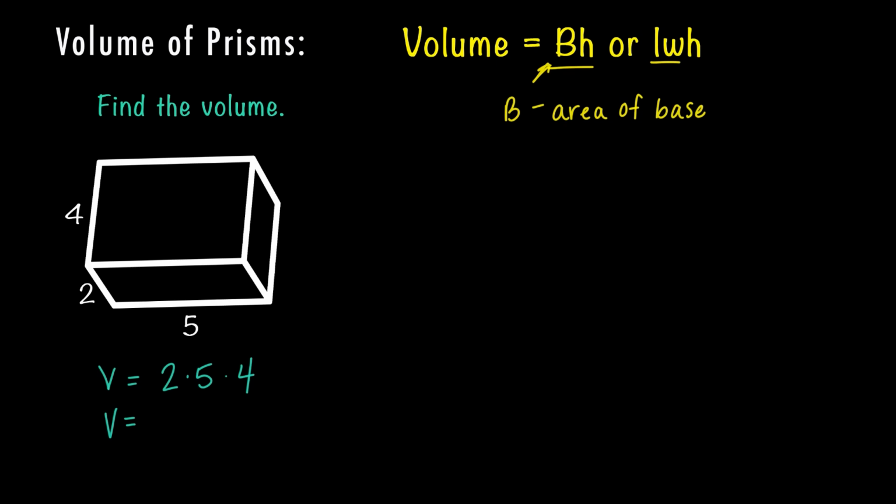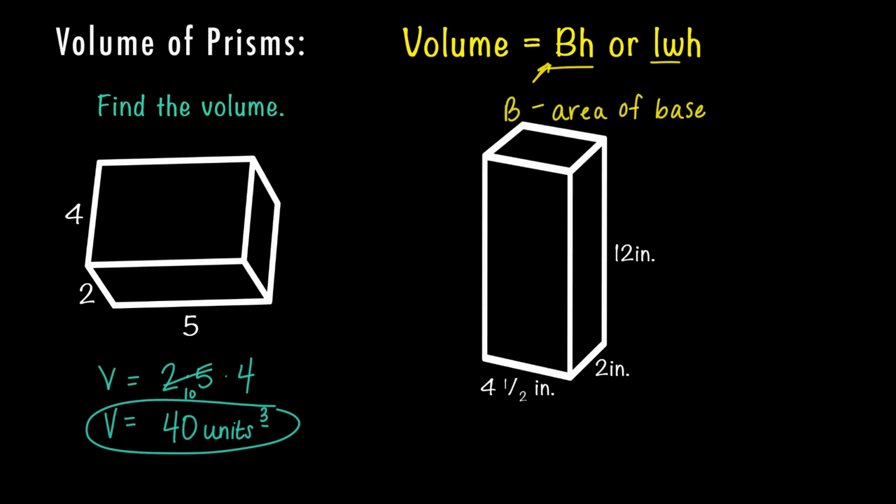So 2 times 5 is 10, and then I know that 10 times 4 is 40. So this is 40. There is no measurement here, so we're just going to call it units cubed. Now, because we have 3 dimensions, our exponent here in the labeling is going to be a 3, so we call that cubed.